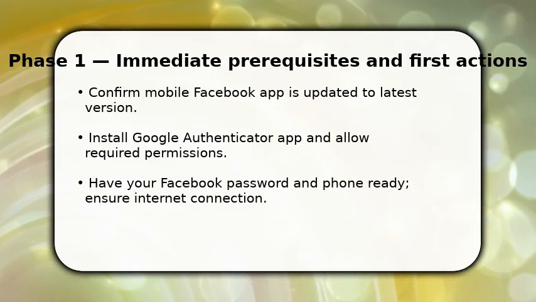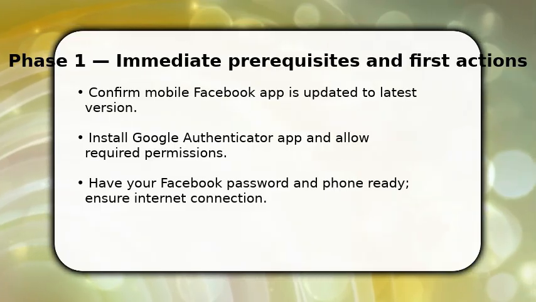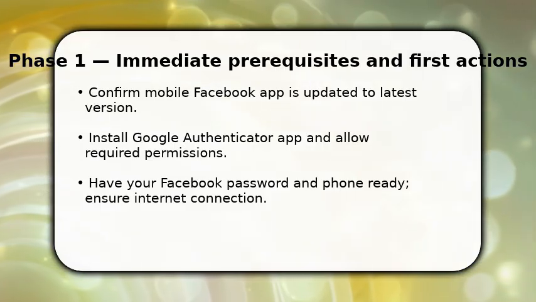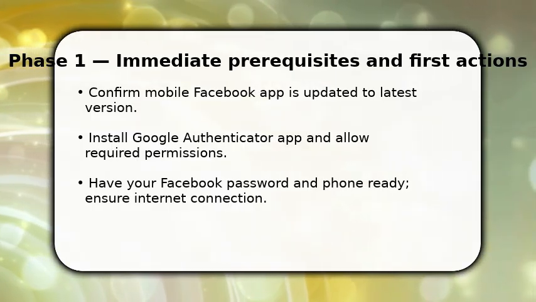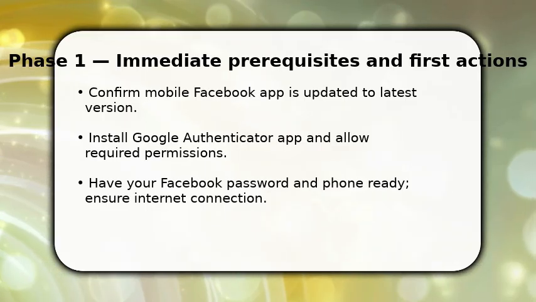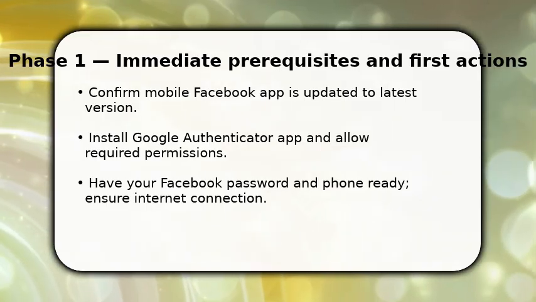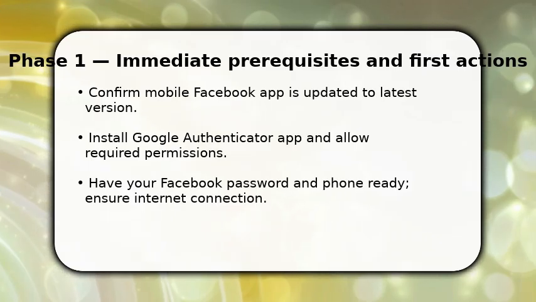You begin inside the Facebook app. Open Settings and Privacy, then Security and Login. Once there, tap Use Two-Factor Authentication, choose Authentication App. You'll see a prompt to link an app. Make sure Google Authenticator is open on your phone, then tap Setup manually if needed.